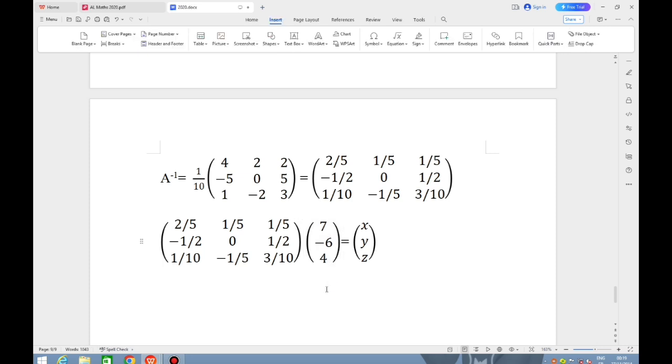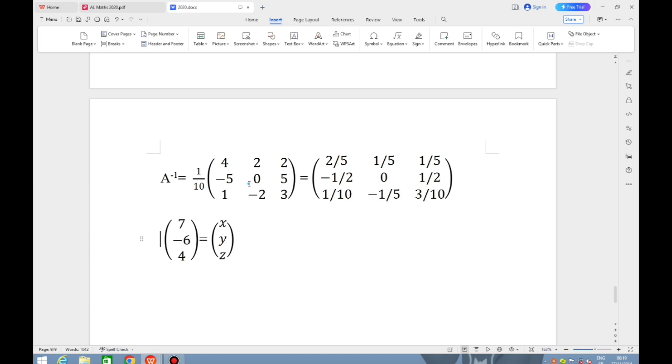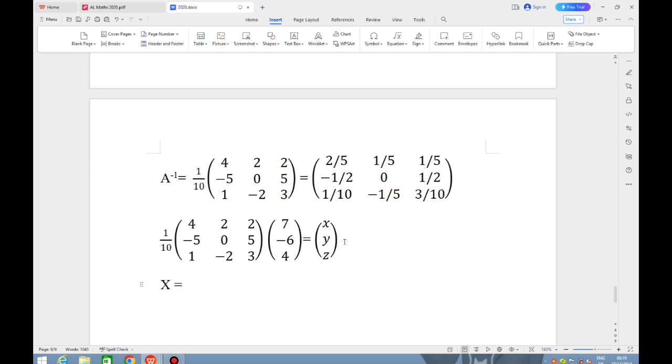So now we can go to multiplying the values, or to make things easier, you can just use these values here and just multiply by the 10 at the end. So I'm going to do this multiplied by this to get the values of x, y, and z. So x is equal to 4 times 7, which gives us 28, plus 4 times negative 6, which gives us negative 12, plus 2 times 4, which gives us 8. Negative 12 plus 9 is going to give us negative 3, plus 28 is going to give us 25.